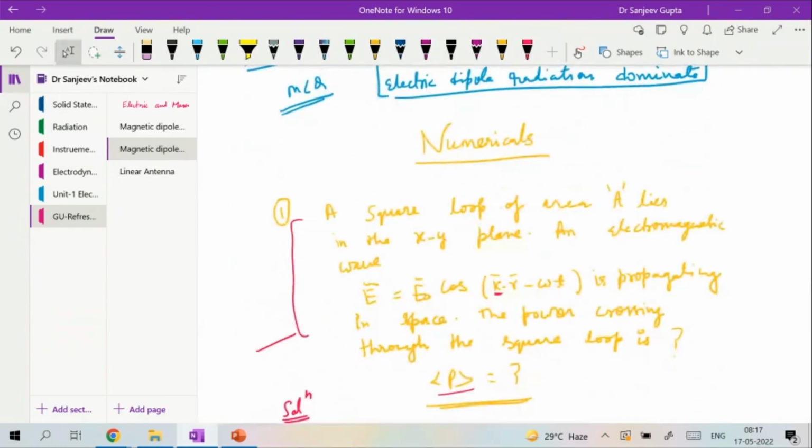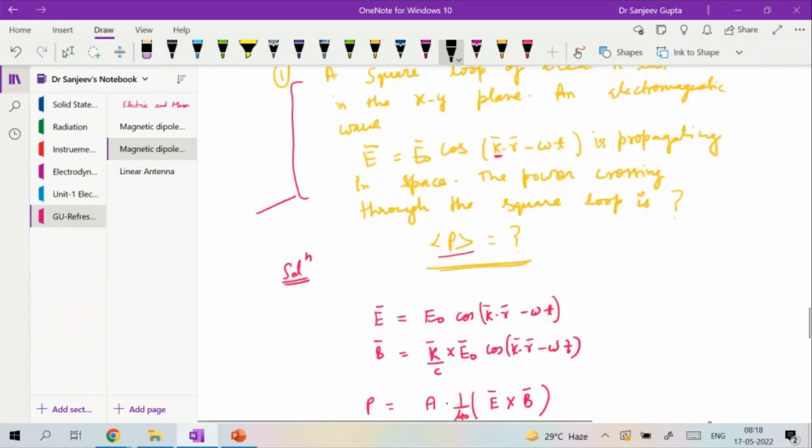Now for the sake of clarity, I have taken a few cases, just you can look out. Let's say a square loop having area A lies in the x-y plane, and an electromagnetic wave, E0 cos(k dot r minus omega t), is propagating in space.